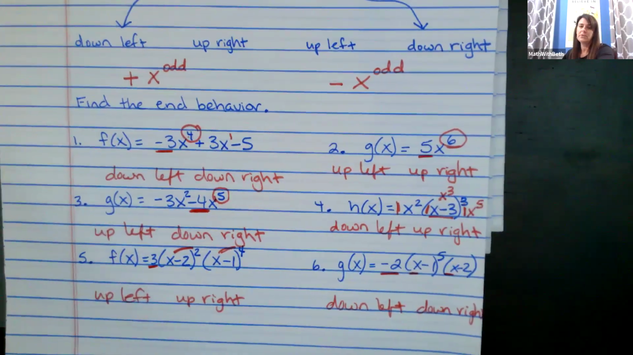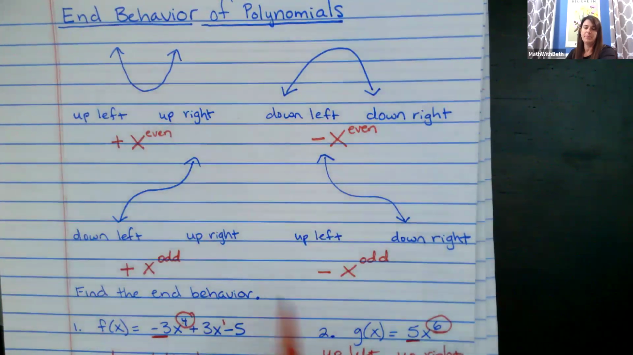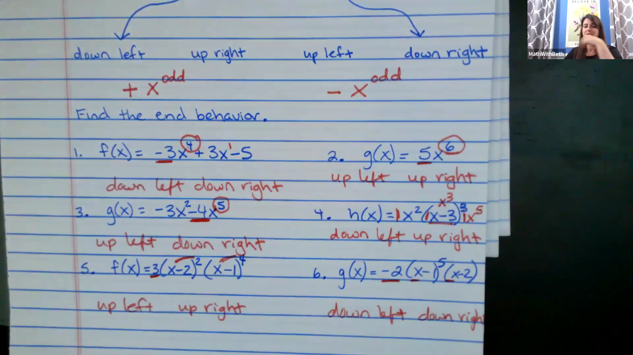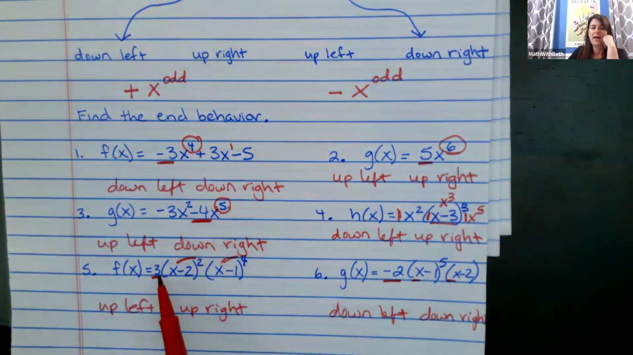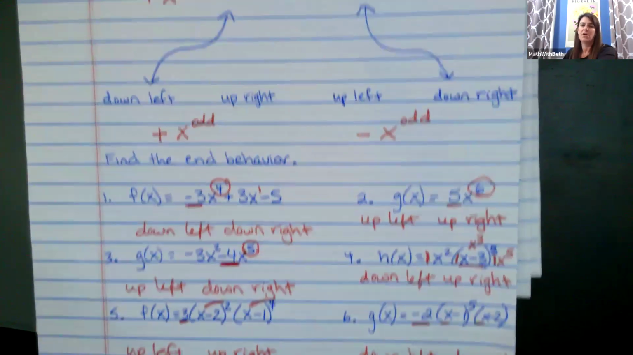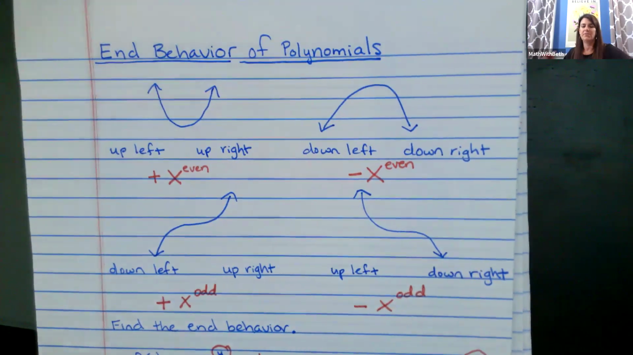So the rules aren't too bad, but make sure you are careful about checking if it's in the right order, because we want the highest power. And if it's in factored form, we kind of add up all of these x's before we make our final decision. So there are some tricks involved. But other than that, that is how you do the end behavior of a polynomial.